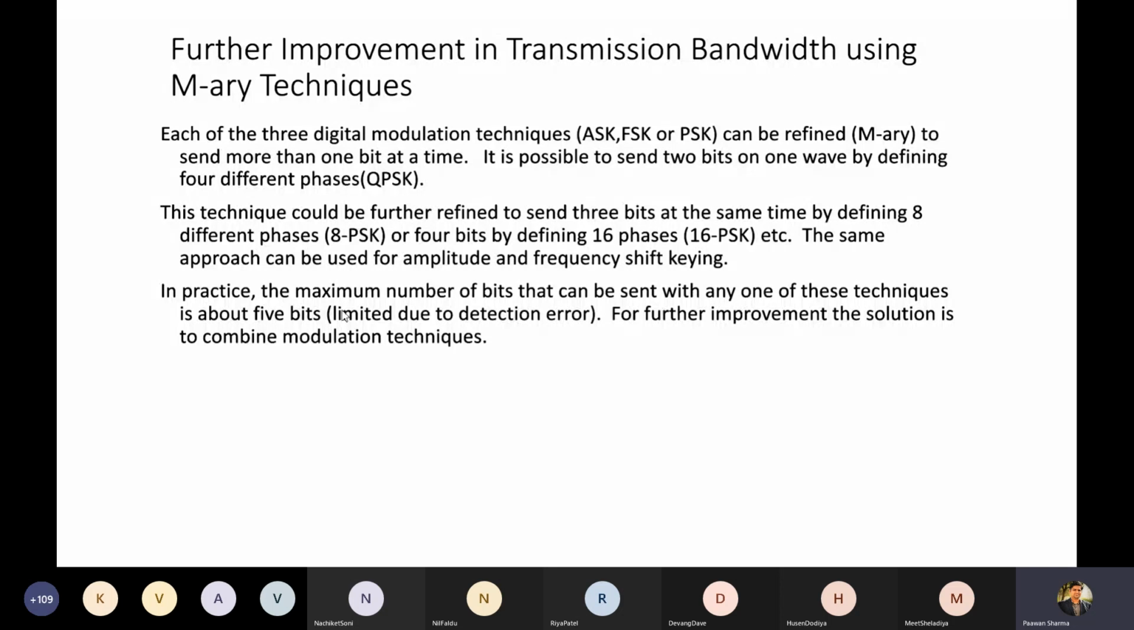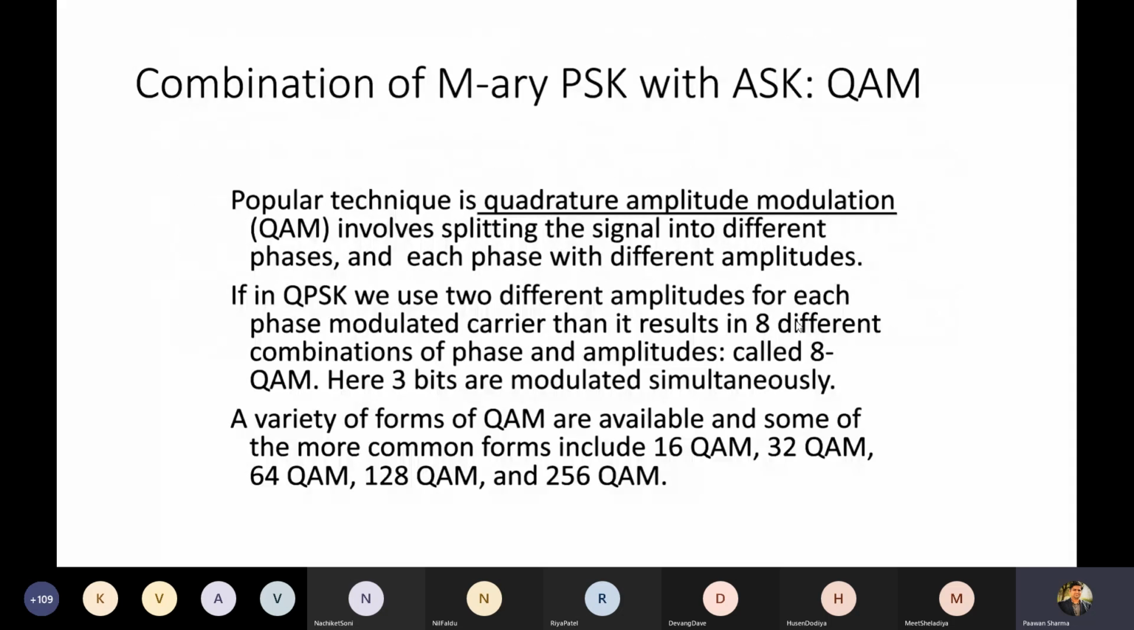Now, what is the path remaining? For further improvement in bandwidth utilization, the only solution remaining is to combine different modulation techniques, ASK, FSK, PSK. How can you combine them together? That is nothing but QAM, Quadrature Amplitude Modulation. It is a combination of M-ary PSK with ASK. Why are we mixing M-ary PSK with ASK? For better bandwidth utilization, so that we can send more bits in the given time period.